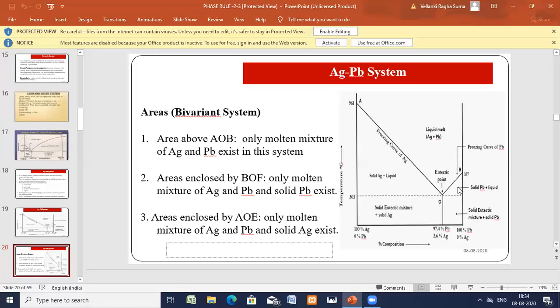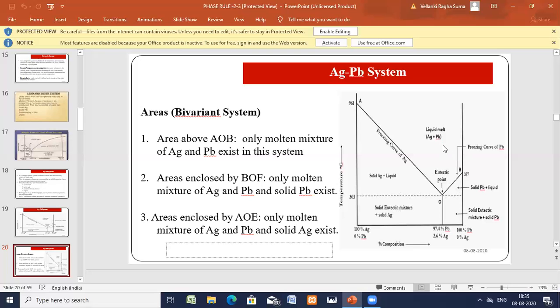So this BOF, FOD, AOE and EOD, this area, this area, this area and this area, 4 areas you're having univariate system. Only this is having bivariate system. That is what we have studied. Now we'll see the curves, how the curves are changing.